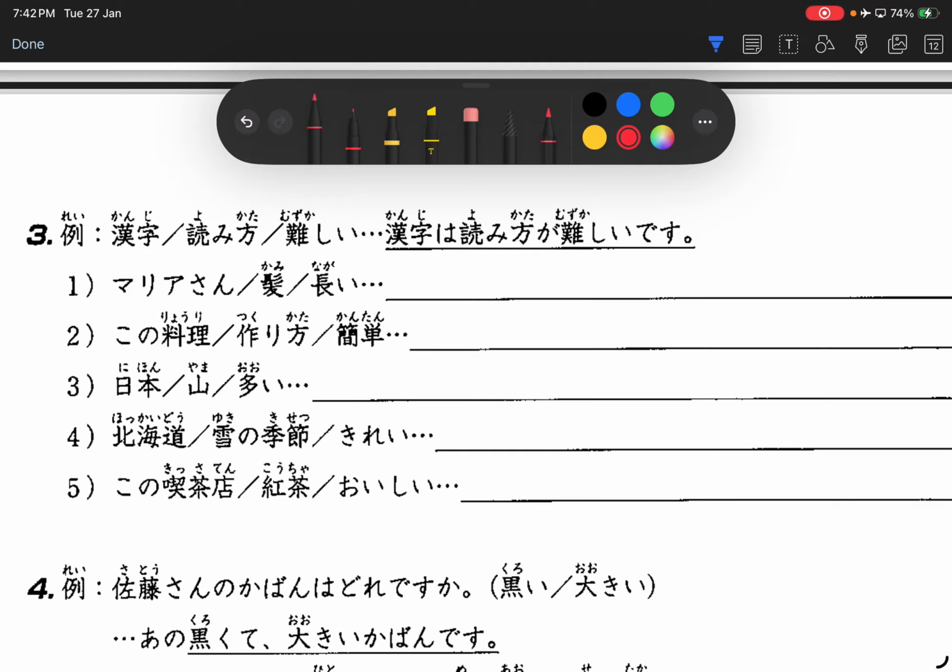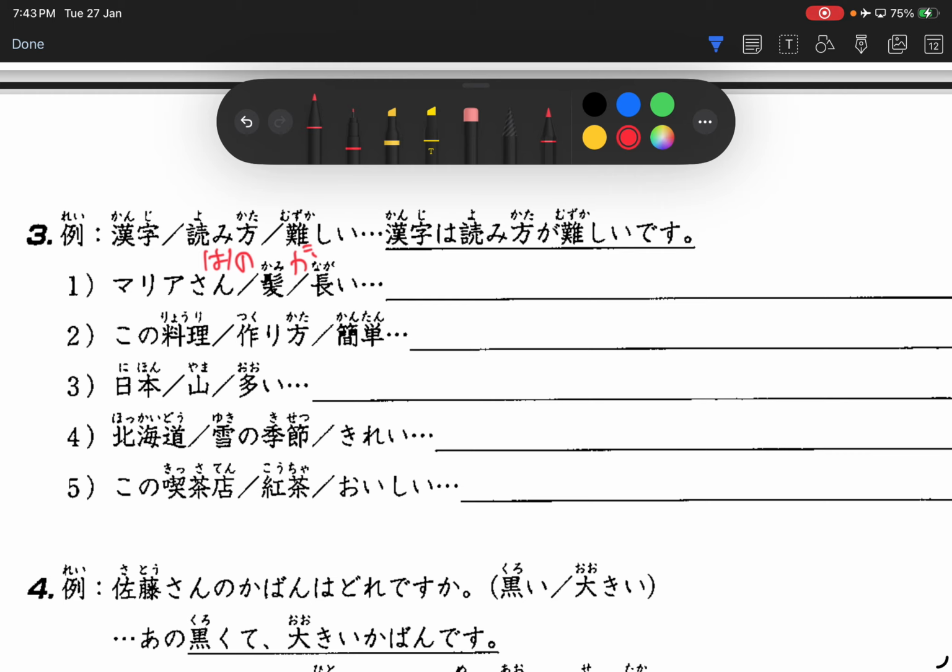Maria-san no kami ga nagai desu. Okay, very good. Maria-san no kami ga nagai desu. What if I don't want to put no? I can put wa also, right? So, Maria-san wa kami ga nagai desu.